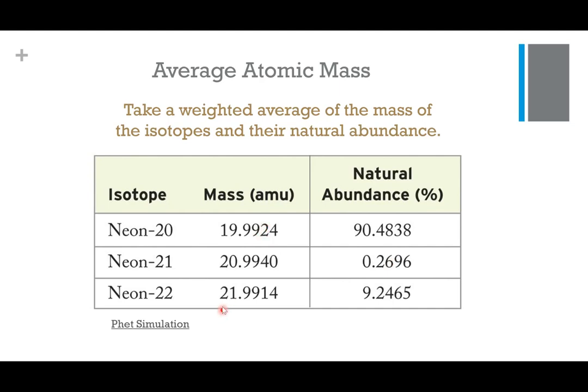So all 3 of these isotopes don't exist in equal amounts. It looks like neon 20 exists 90% of the time, so it's the most stable, neon 22 is 9%, and then neon 21 is 0.26%. So how do we take all of this information and get to the weighted average? How do we get to that average atomic mass we see at the bottom of the periodic table?